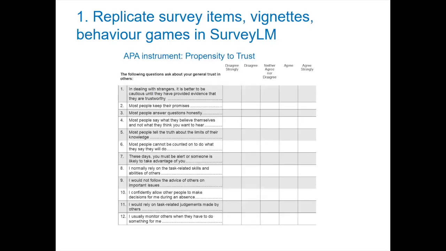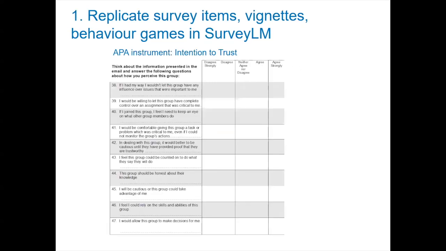So basically, we put the instruments. These are the instruments I use. The intention to trust: this is to find out about the intention to trust the individual in this situation. This is the propensity before they have to make a decision. So you measure their underlying level of trust.